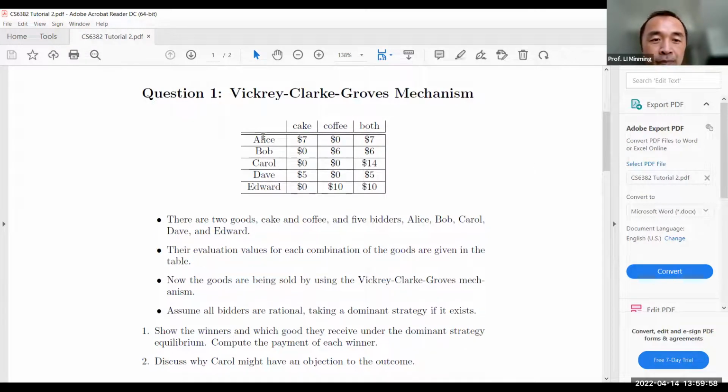Okay, so VCG. This scenario says there are 5 people, and they have values towards cake or coffee or both of them, right? For example, Alice says, oh, I like cake. If you give coffee to me, I get nothing, all right? And if you give both to me, I still only value cake, right? Only 7. And then Bob only likes coffee, right? And Dave only likes cake. And Edward only likes coffee, right? Basically, that one item alone decides their value.